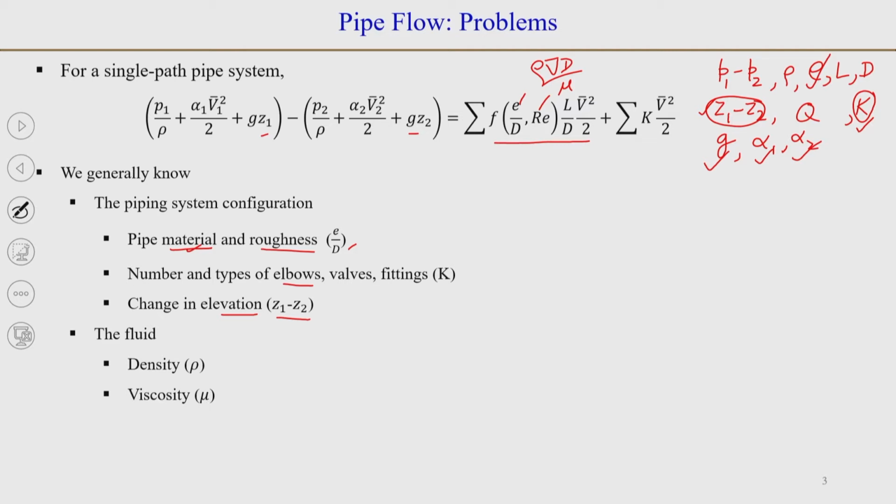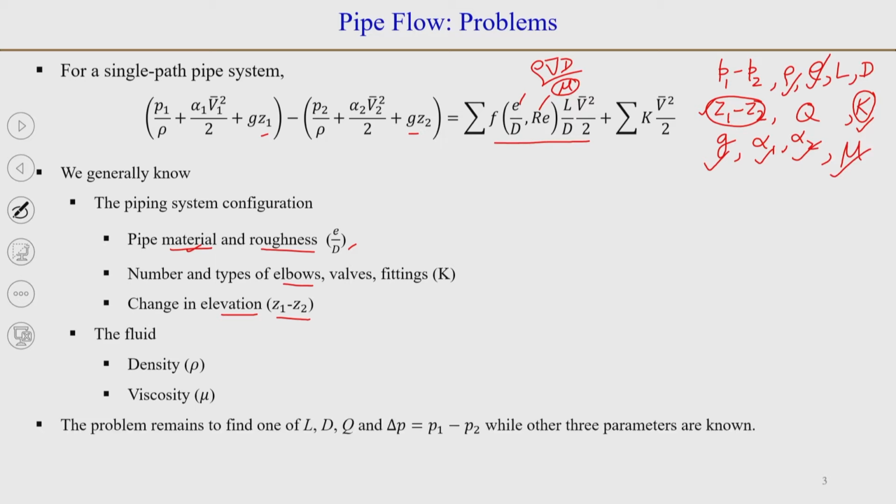The fluid density and viscosity. Viscosity comes into the picture in the Reynolds number. So, we will know the viscosity of the fluid. If we know the fluid, then we will know its properties, density and viscosity. So, if we look at what we basically do not know, it is P1 minus P2, L, D and Q. So, there are 4 things that we need to know: L, D, Q, delta P.